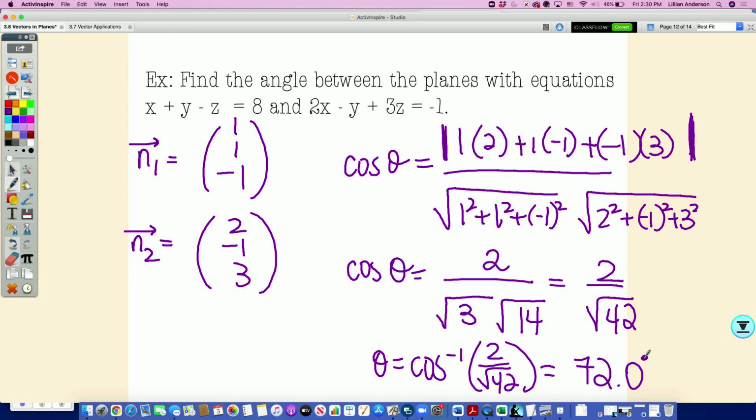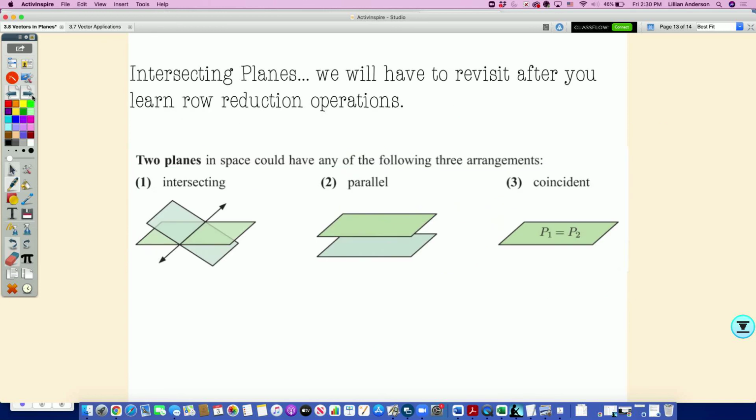Okay? So that's how we deal with vectors in a plane. That's how we find the angle between different planes. We do have intersecting planes and how to find the line that intersects them, because remember, two planes intersect in a line. So if you have three planes, they're going to intersect at a line as well, or maybe different lines. But we have to learn row reduction operations in order to be able to do that. But essentially, this is what we're going to be dealing with once we do row reduction operations.